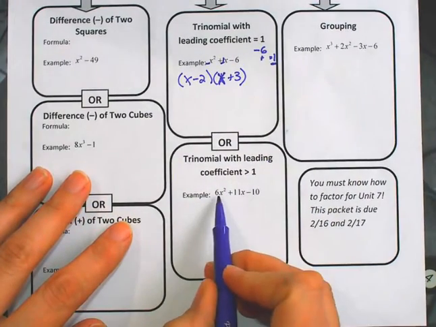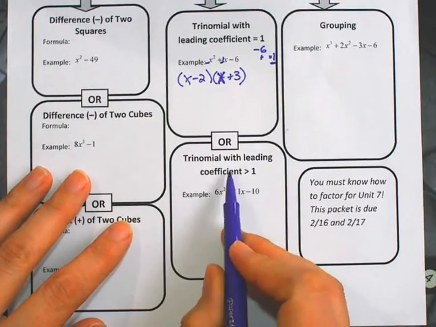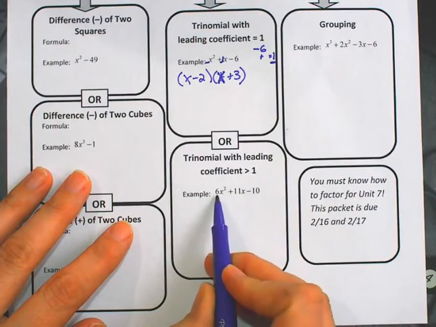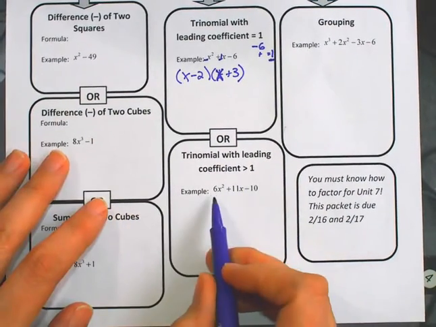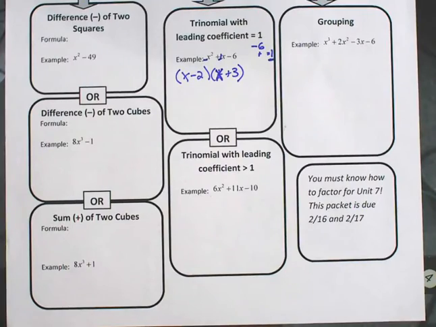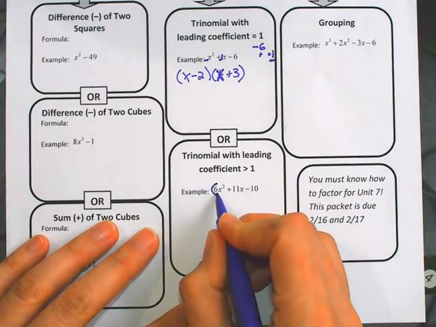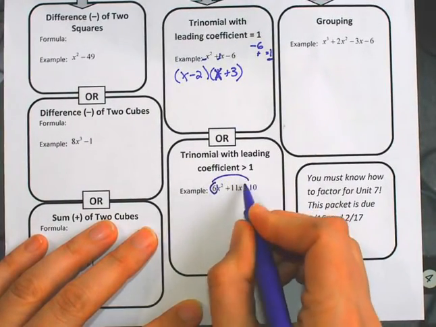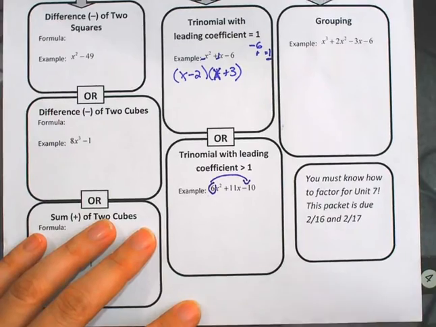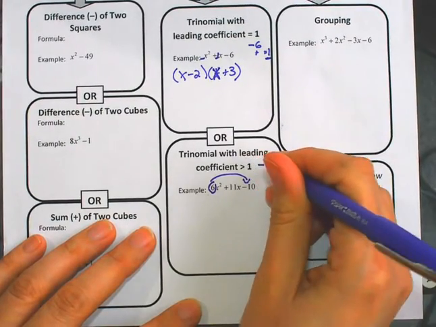So again, I have three terms, 1, 2, 3, and the leading coefficient is greater than 1. So my leading coefficient here is 6, which is clearly greater than 1. So there's an extra step in these type of problems. The first thing is I have the 6 here, so I'm going to multiply the 6 times the negative 10, okay? 6 times negative 10 is negative 60.